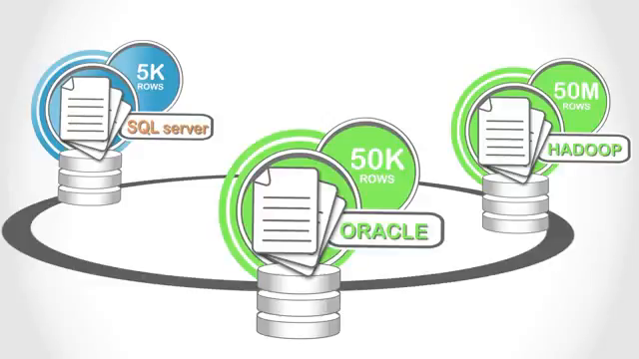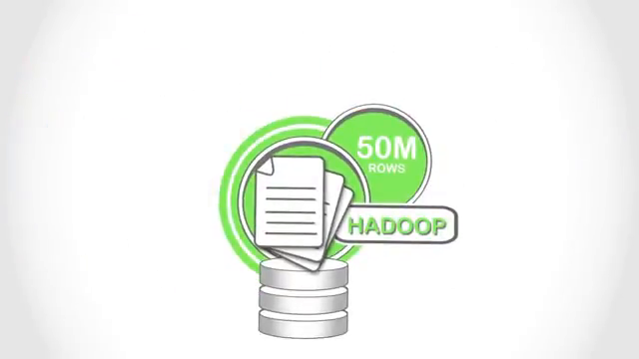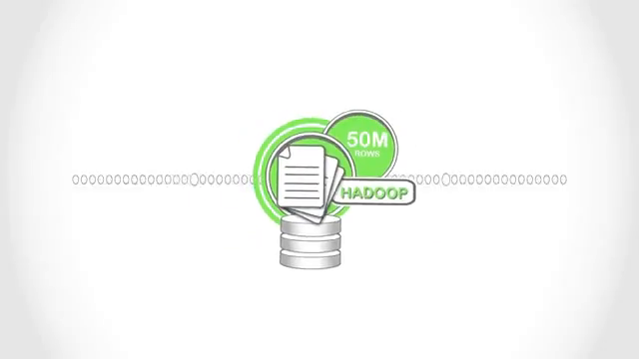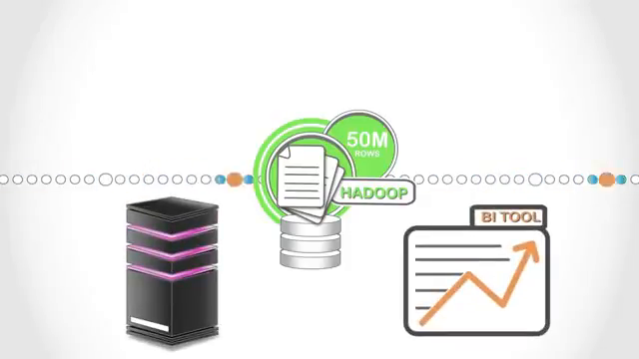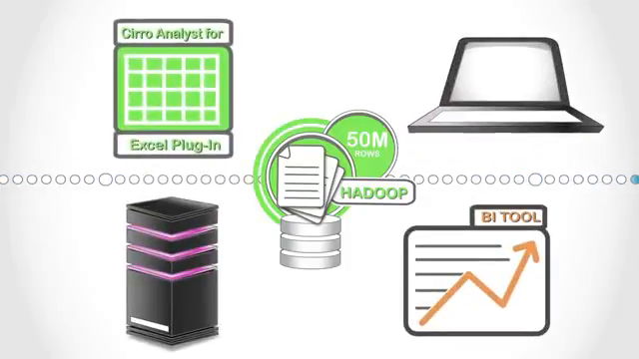In this example, moving 50K rows of data from Oracle to Hadoop, and moving the 5K SQL Server rows to Hadoop as well. In doing this, the 50 million rows of data in Hadoop are not moved. Cirro will then push down the final join and aggregation onto the Hadoop system and deliver the results back to a BI server, user interface, desktop, or data mart.